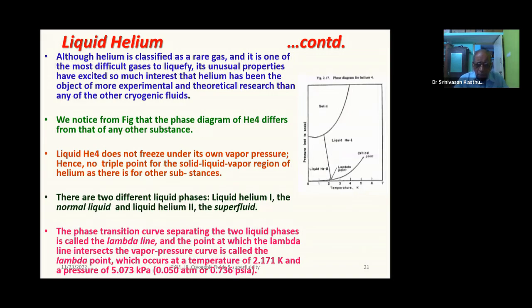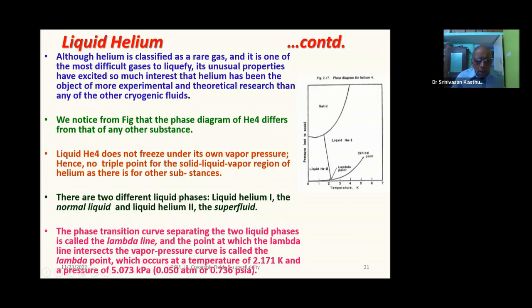You can see here the phase diagram for helium. This is the solid helium. This is helium-1, normal helium. Then this is what is called liquid helium-2. The vertical axis is the pressure axis, and the horizontal axis is the temperature axis. The critical point is somewhere here, which is 5.2 Kelvin. Then as you cool down, you reach the lambda point temperature, which is at 2.17 Kelvin.